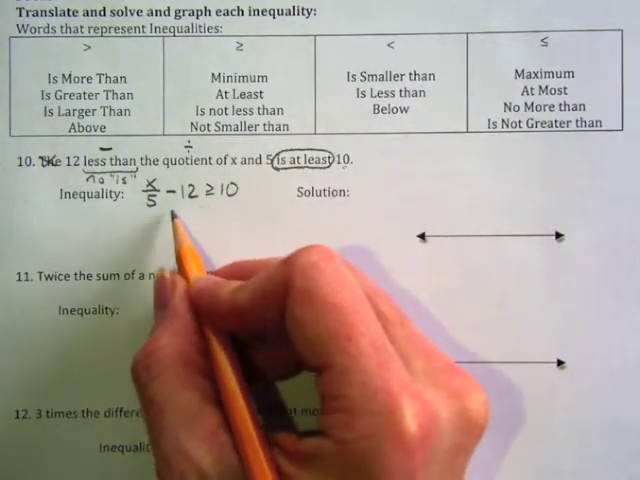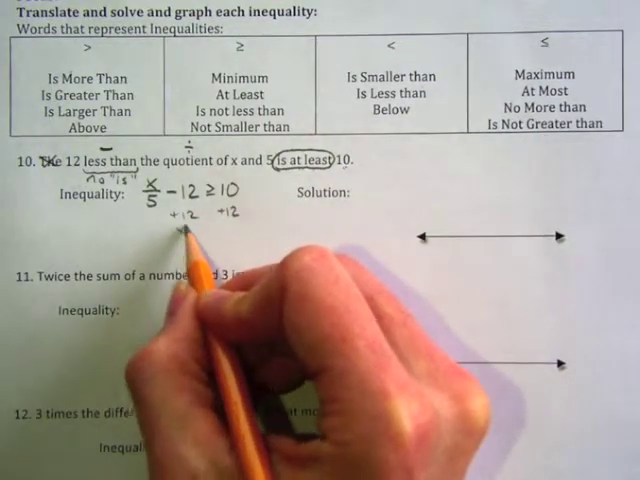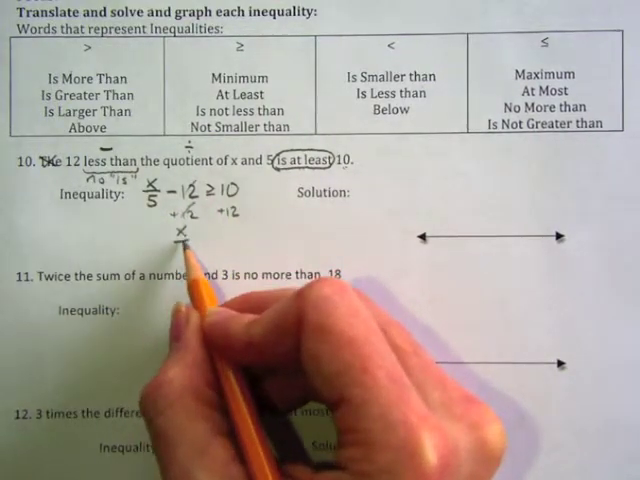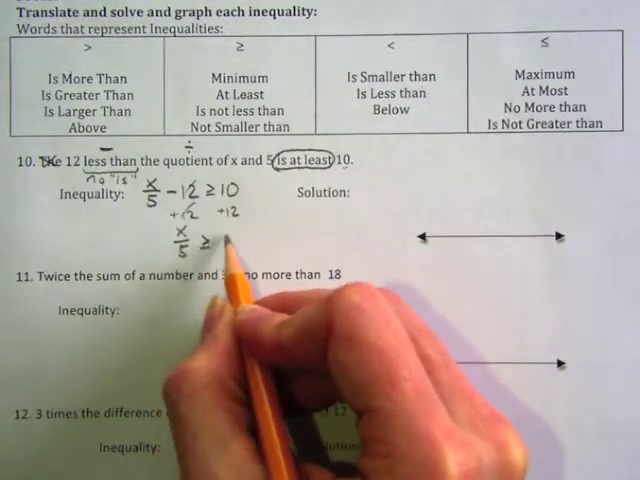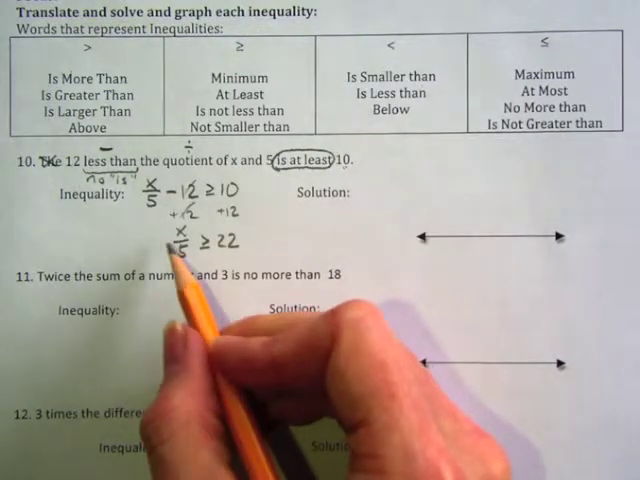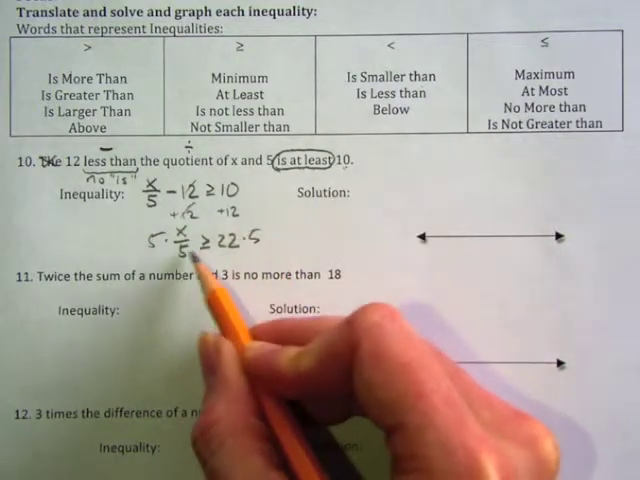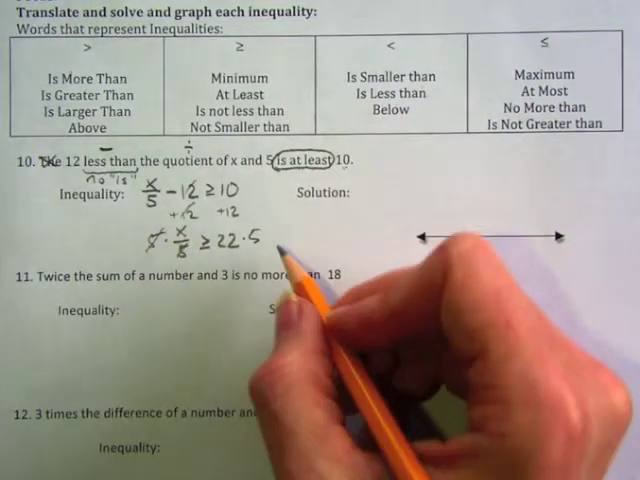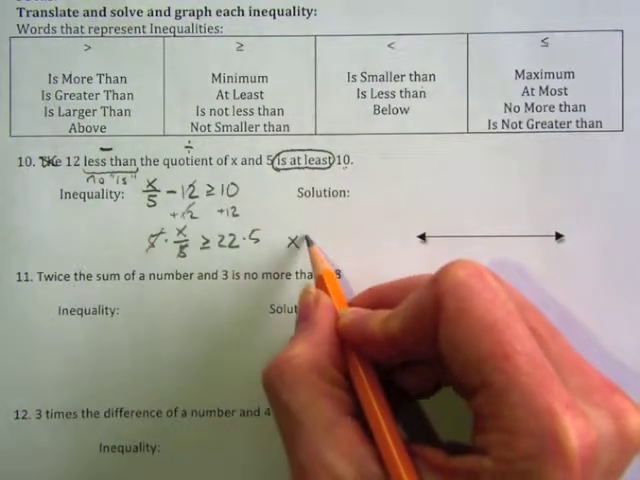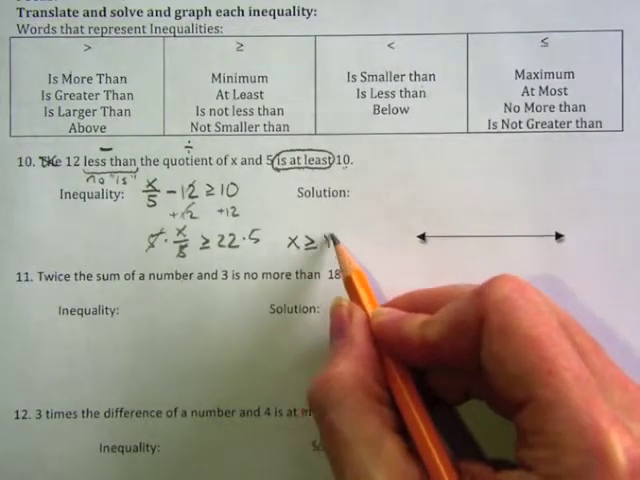So the first step I would do to solve this is add 12 to both sides. And I'm left with x over 5 is greater than or equal to 22. Okay, now over means divided, so I'm going to undo division by multiplication. We're going to multiply both sides by 5. That eliminates my division, and I'm left with x on that left side. Symbol stays the same, greater than or equal to. And multiplying 22 times 5 gives me 110.